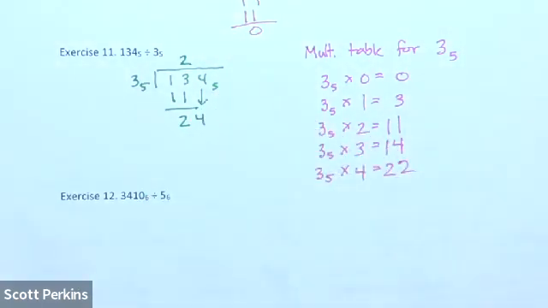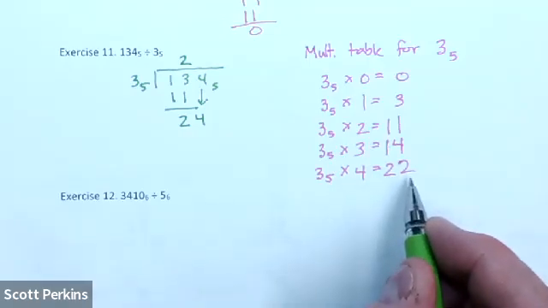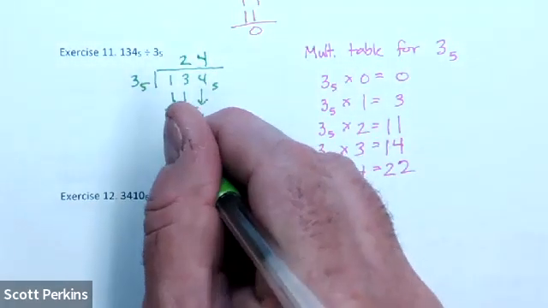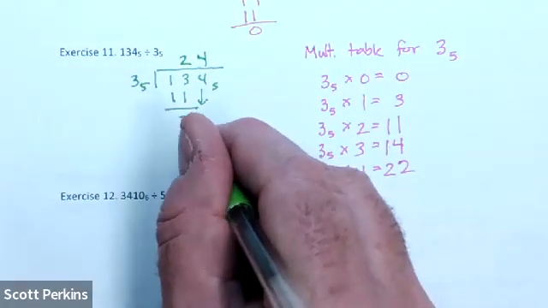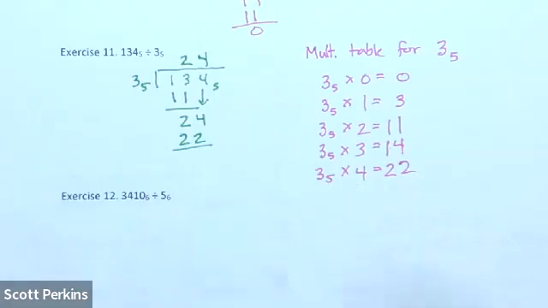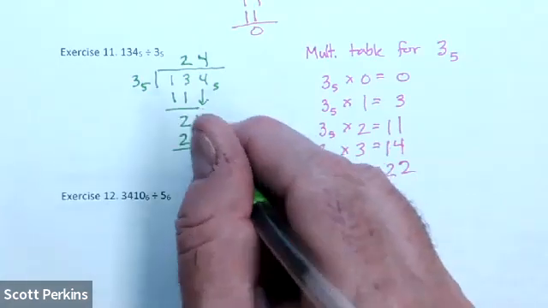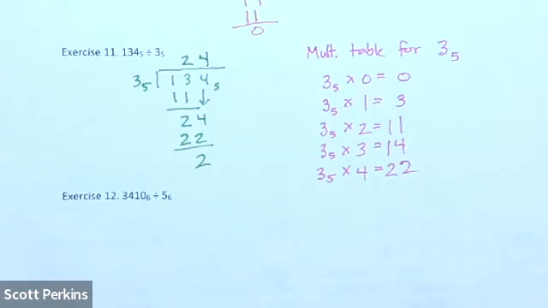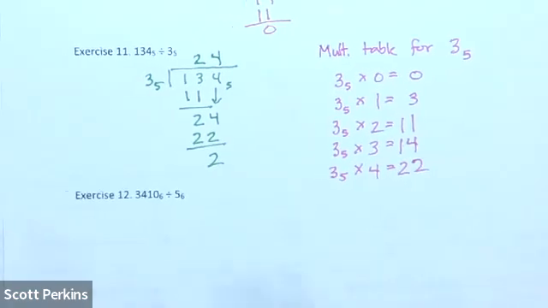The closest I can get to 24 is 22 right here. So 4 times 3 is 12. That's two full groups of 5 and 2 left over. And when I subtract this time, for the first time, we end up with a remainder. So we're going to represent this just like you probably did the first time you learned about division.